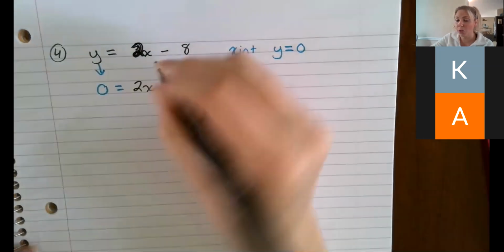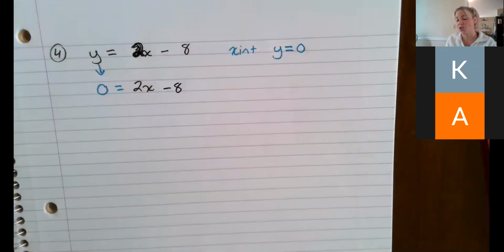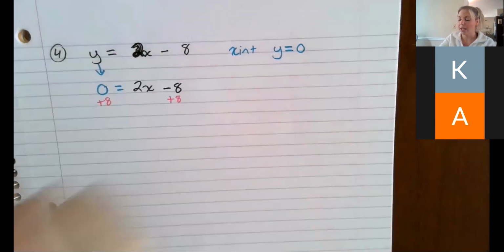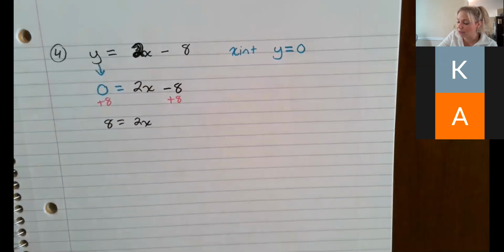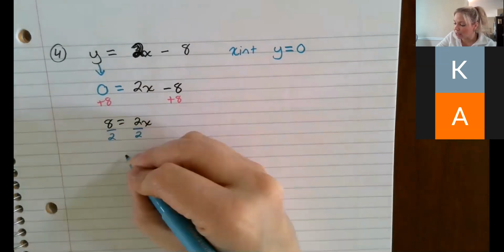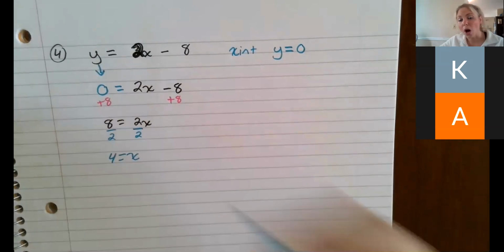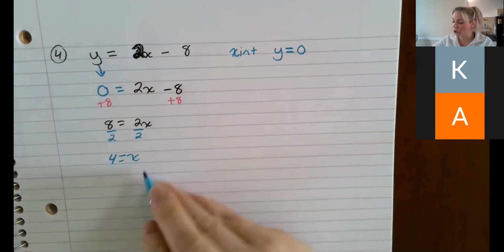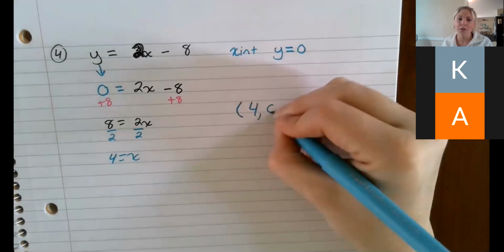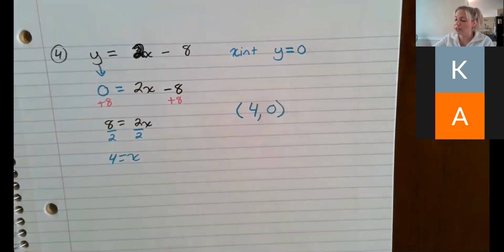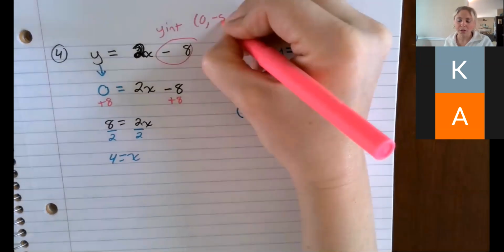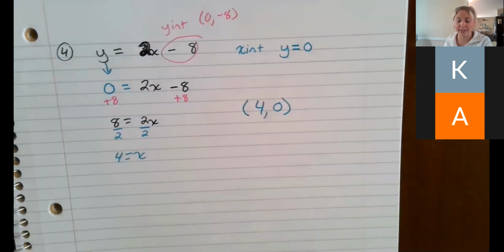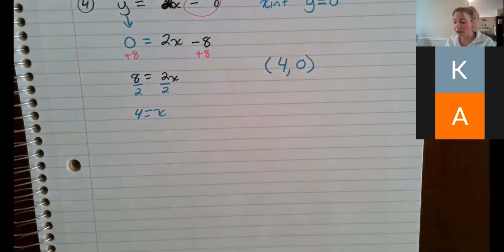So you have 0 is equal to 2x minus 8. You then just solve it. The first thing that you would do is add the 8 to both sides. And that would give you 8 is now equal to 2x. And then your last step would be to divide both sides by 2. And you would get x is equal to 4. So when y is 0, your x value is 4. So your x-intercept is at 4, 0. And then, of course, you already know your y-intercept because it's located right here. That's 0, negative 8. Okay, so that's one method for solving for the x-intercept. That's if it's in slope-intercept form already.